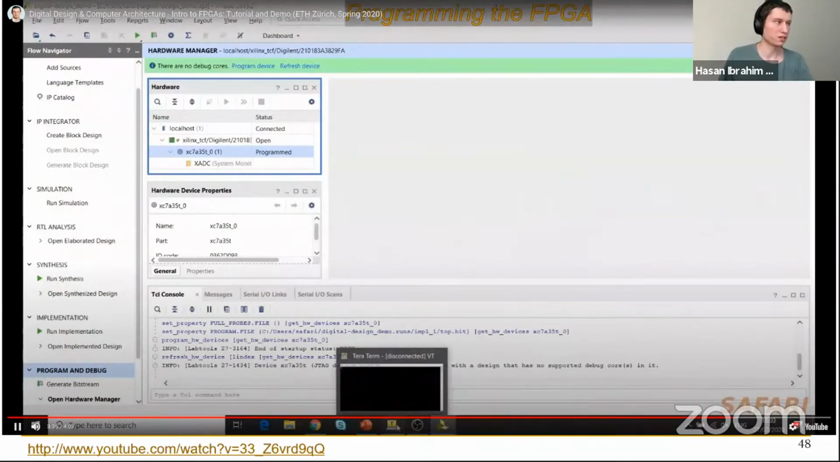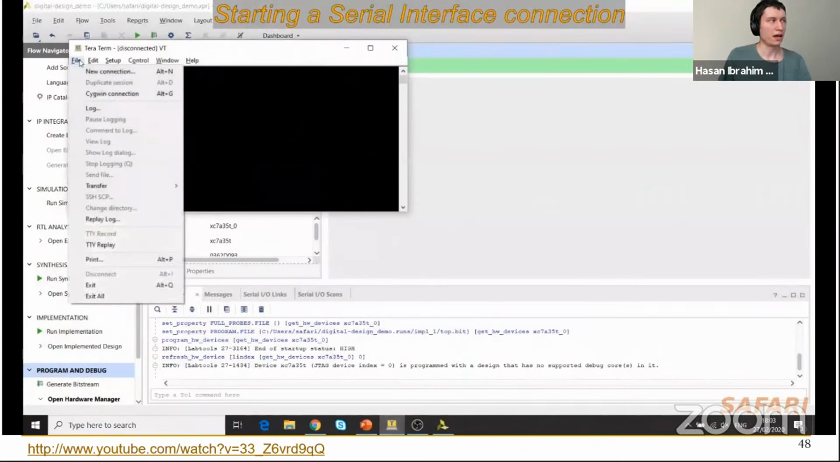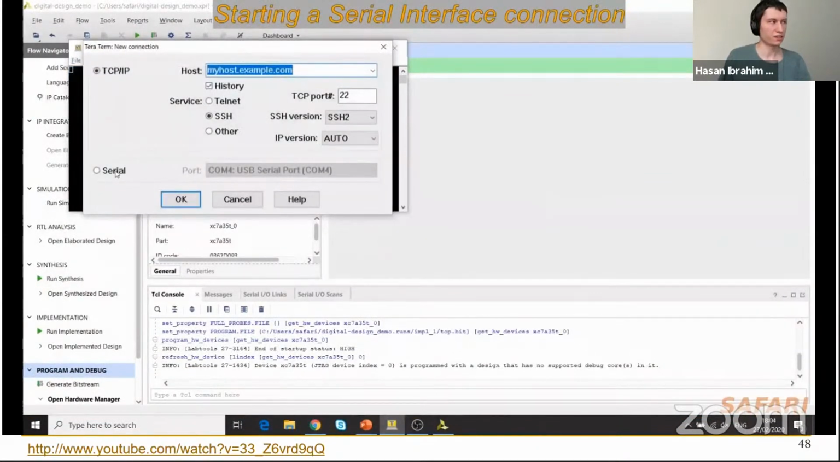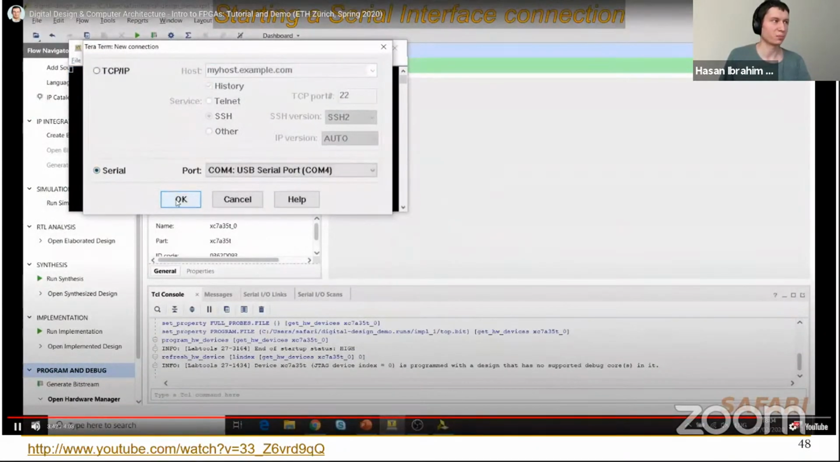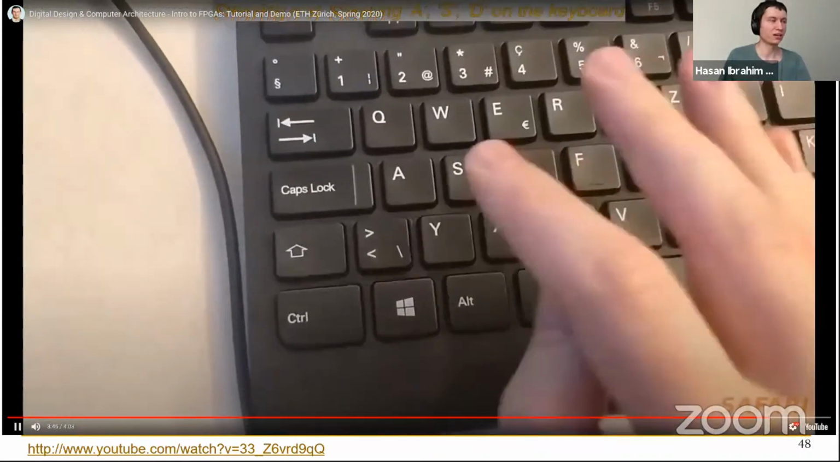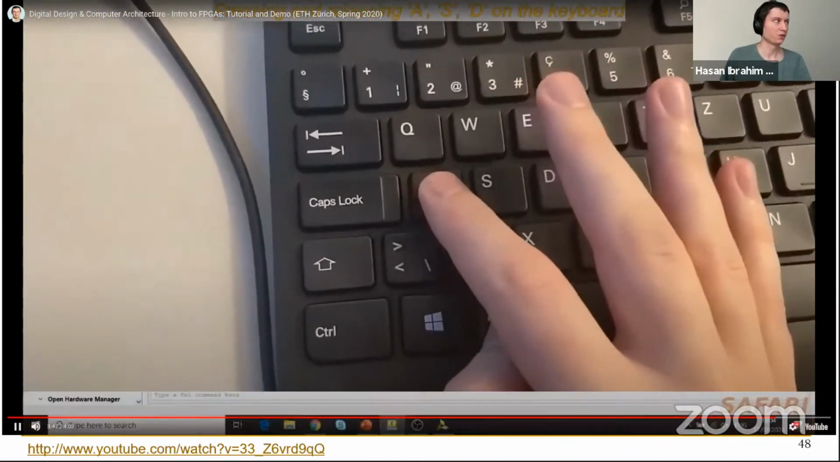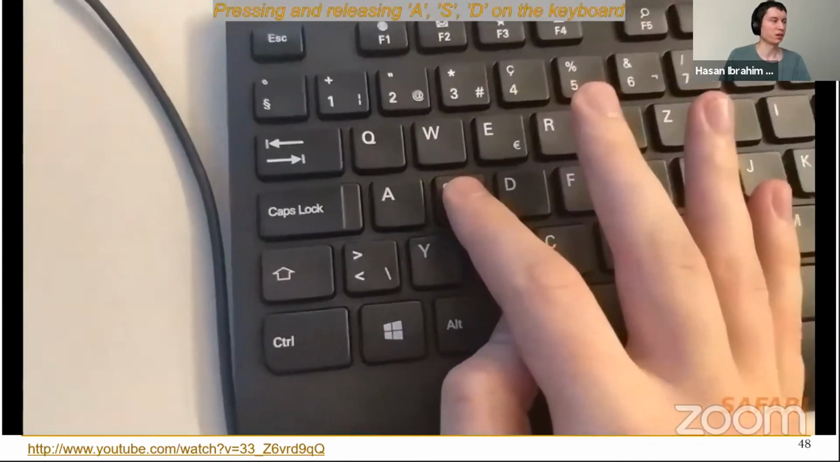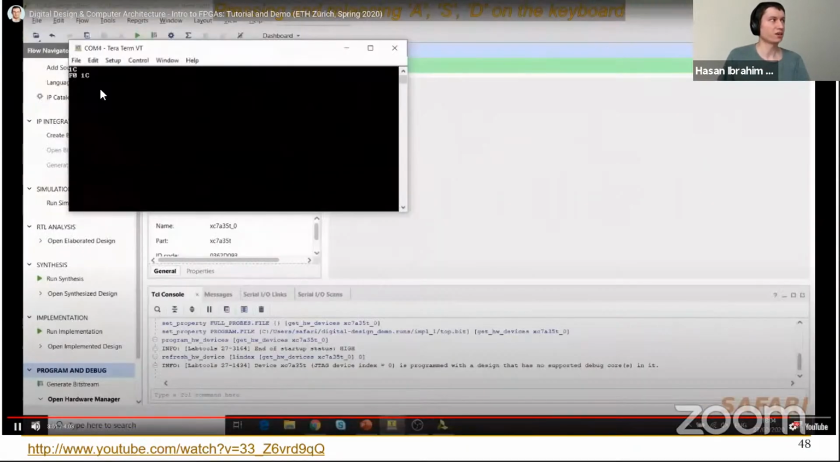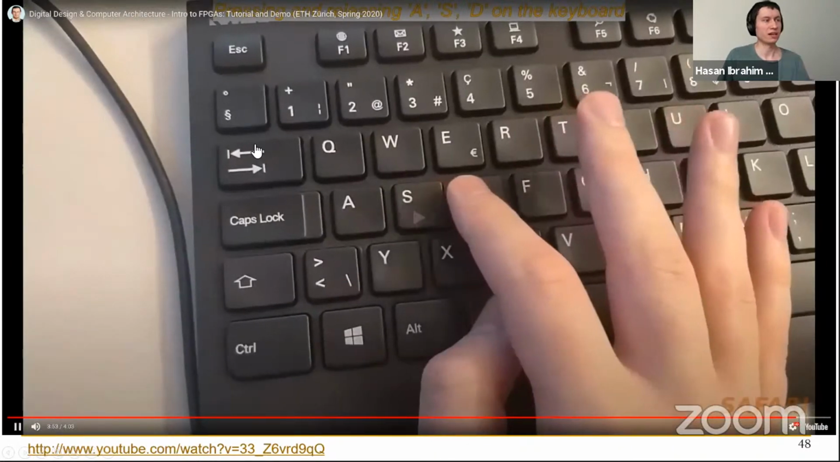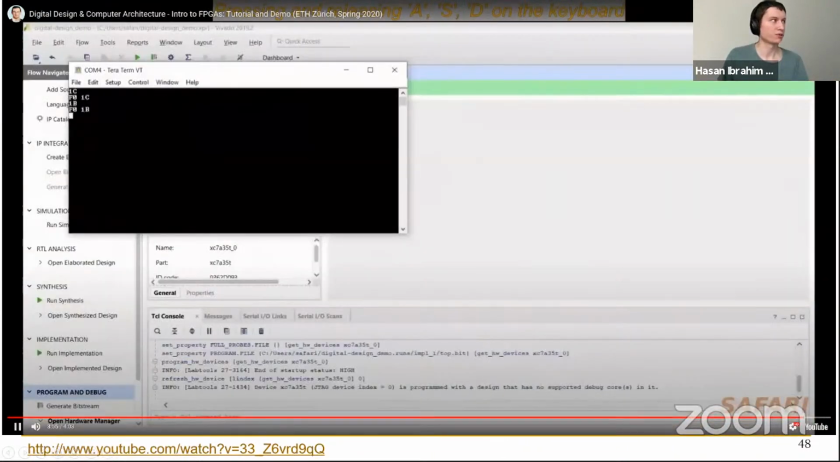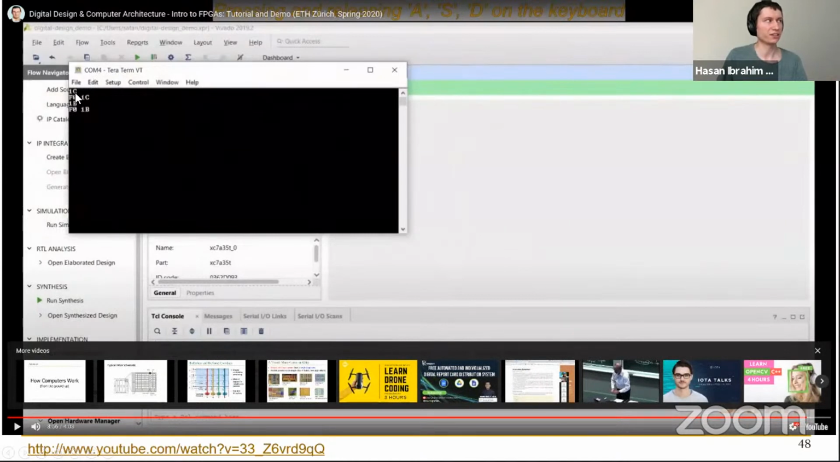So let's see what it does now. We start a terminal and connect it to the serial interface. If you don't understand what this is, it's not that important at the moment, but we just connect to the board basically to listen to data incoming from the board. And we can see the ASCII code that corresponds to each of these letters. The first number you see here is the ASCII code of the letter of the key that's pressed on the keyboard. And the second line indicates the release of the key.